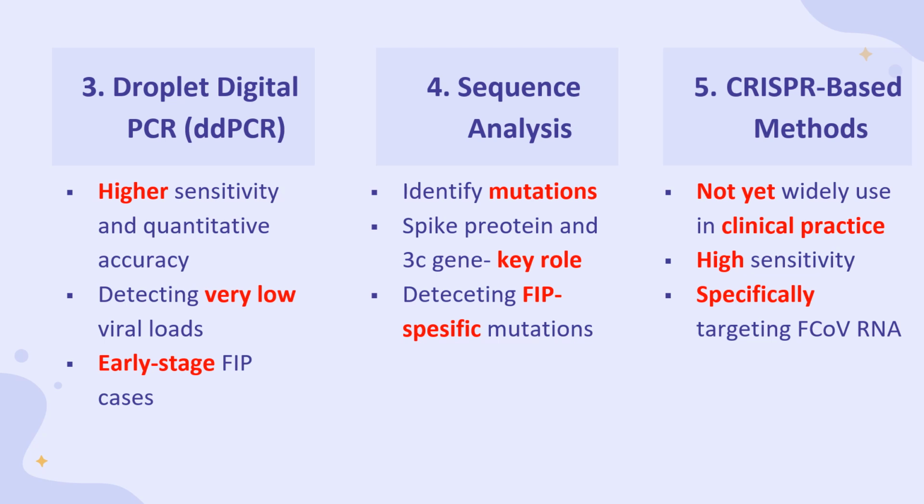The last one is CRISPR-based methods. Though not yet widely used in clinical practice, CRISPR technology offers high sensitivity by specifically targeting viral RNA. CRISPR-based diagnostics hold promise for future use in FIP diagnosis due to their ability to quickly and accurately identify viral genetic material.